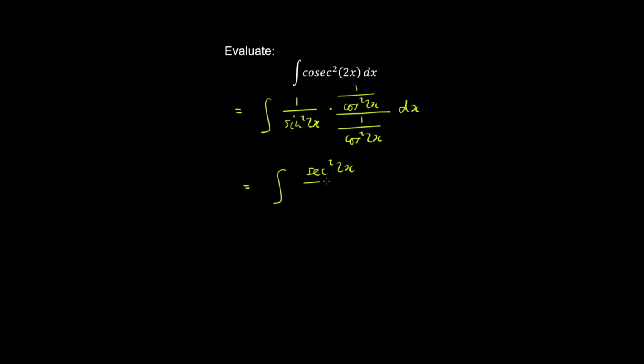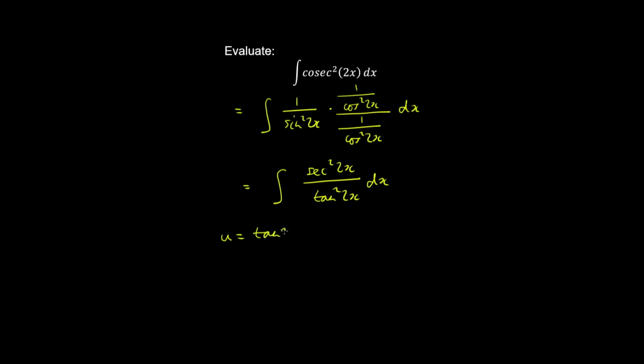Let's evaluate this integral, so we can try to manipulate it to apply u-substitution. So cosec squared 2x is 1 over sine squared 2x, and we can multiply this by 1 over cosine squared 2x on 1 over cosine squared 2x, and we integrate with respect to x. So we can rewrite this as sec squared 2x in a numerator, and in a denominator we have tan squared 2x integrated over x, and now we can use u substitution.